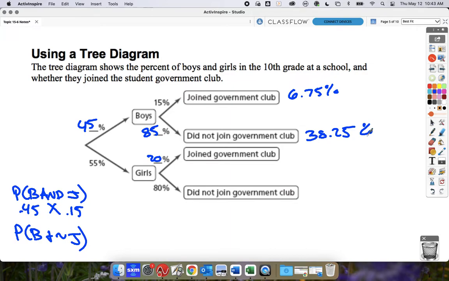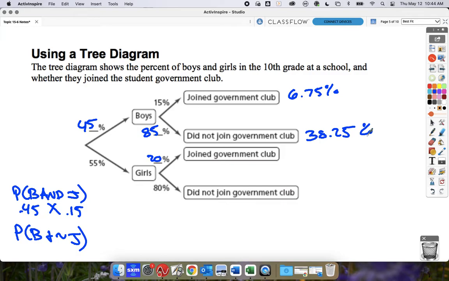Somebody add 6.75 and 38.25 together for me. 45%. Why does that sound so familiar? We've talked about that, right? So, if I have 6.75% in the club and 38.25% out of the club, does it account for 45% of the boys total?